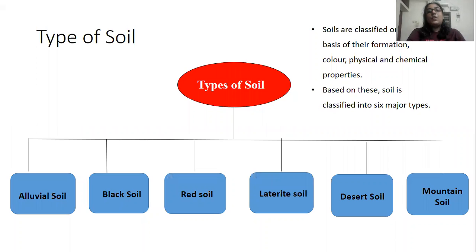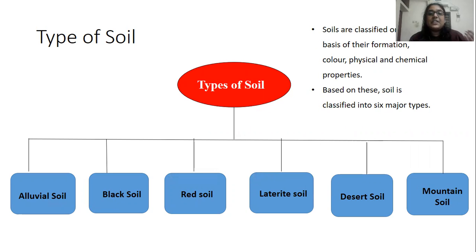Soils are classified on the basis of their formation, color, physical and chemical properties. So we have divided soil into different groups, into different types of soil, on the basis of certain factors. What are these factors? Formation. How the soil is formed. Color. What is the color of this particular soil? Physical and chemical properties means is the soil infertile or fertile? Is it suitable for cultivation? Does the soil have chemical presence or saline presence?